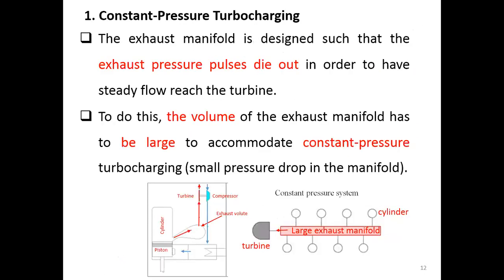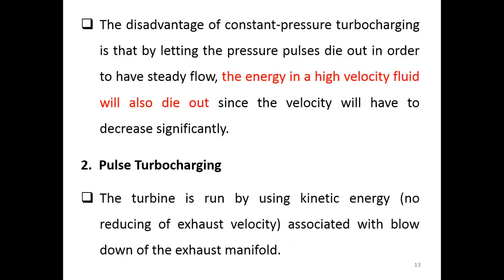Constant pressure means we will try to die out the pulsating flow. But for pulse turbocharging, we try to keep the kinetic energy, because if we die out the pulsating motions, we also die out the kinetic energy. So the amount of energy that flows into the turbine will be less, right?